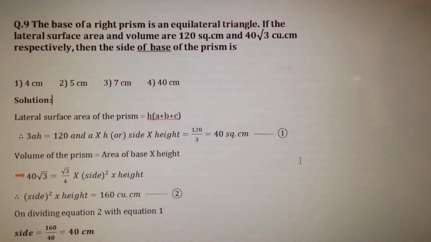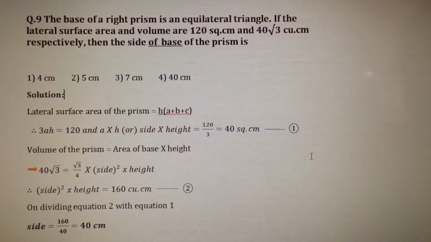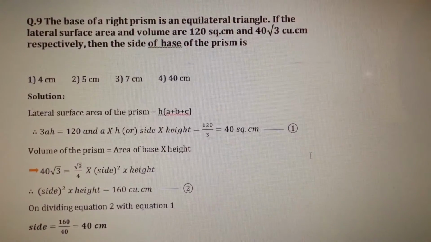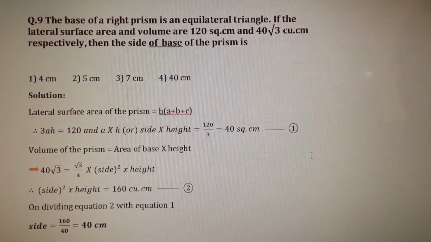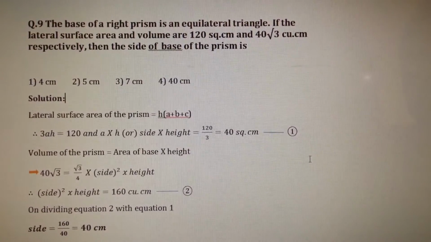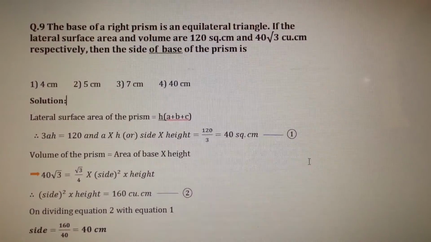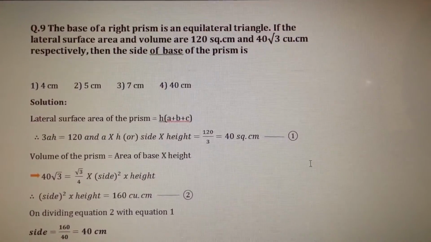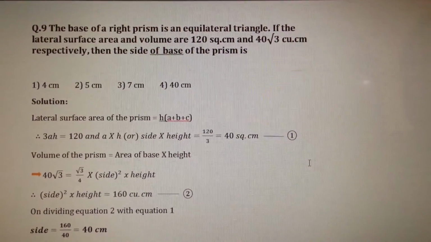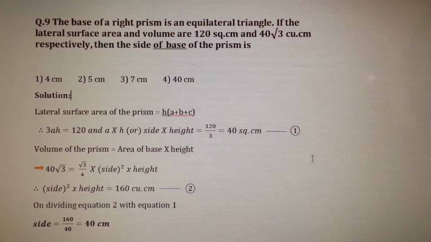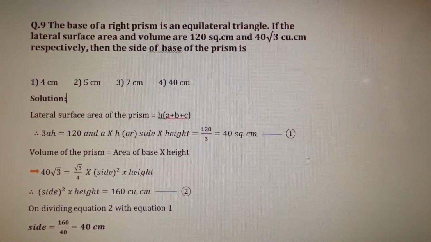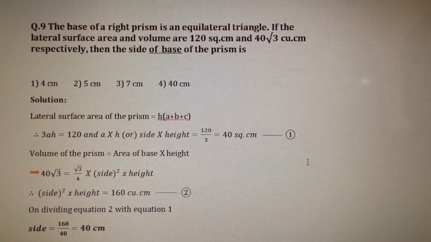Question number 9. The base of a right prism is an equilateral triangle with the lateral surface area and volume are 120 square centimeters and 40 root 3 cubic centimeters respectively. Then find the side of the base of the prism. Here in the question, the lateral surface area and volume both are given, and we are asked to find out the base of the prism.